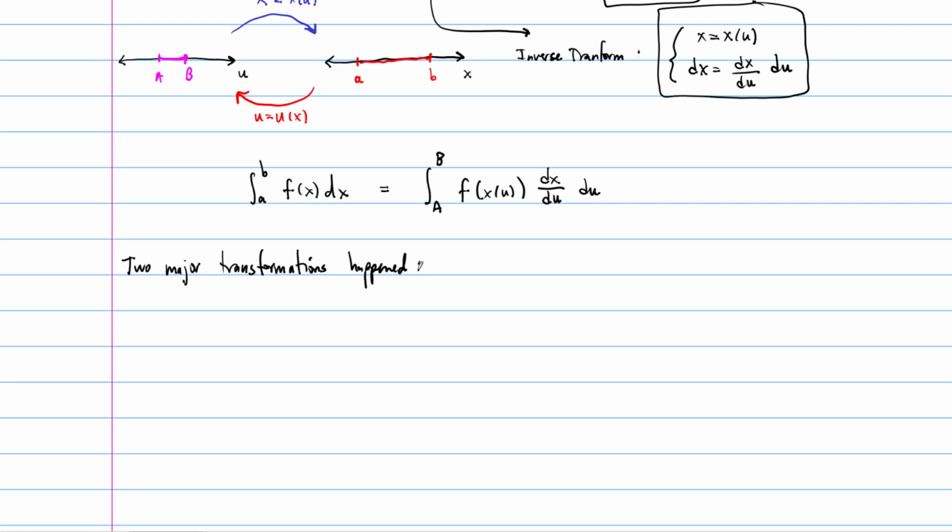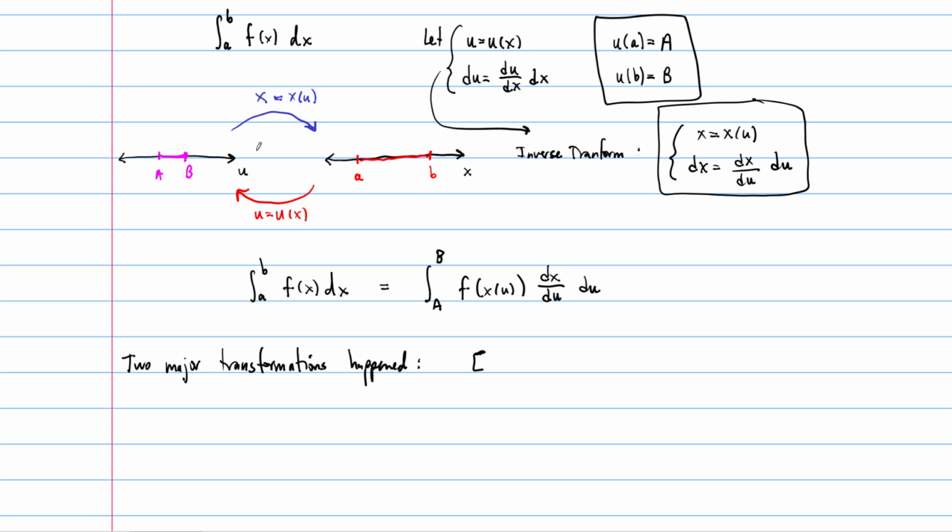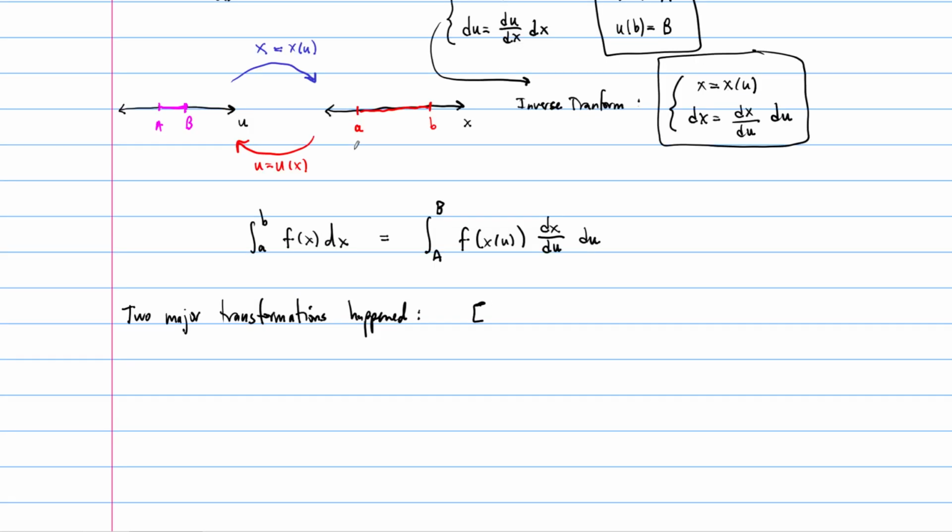Number one is that the domain changed, right? So we mapped the domain. We're actually thinking of this as going in this direction, right? But we mapped the domain, the way we thought about it was going this way, right? We mapped this domain, the interval from a to b, to the interval from capital A to capital B.